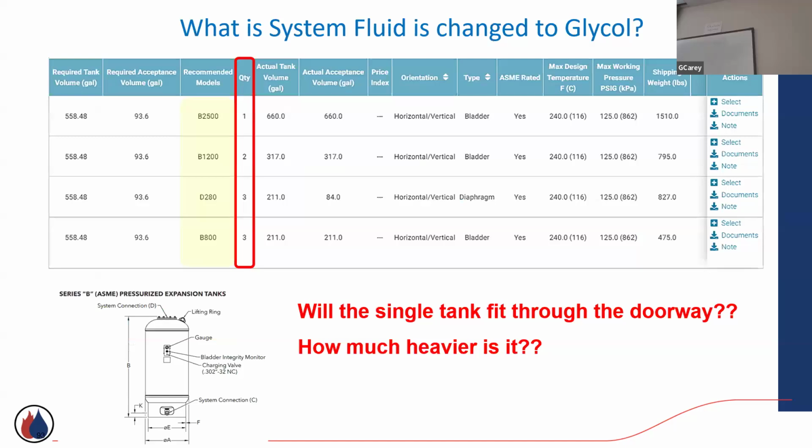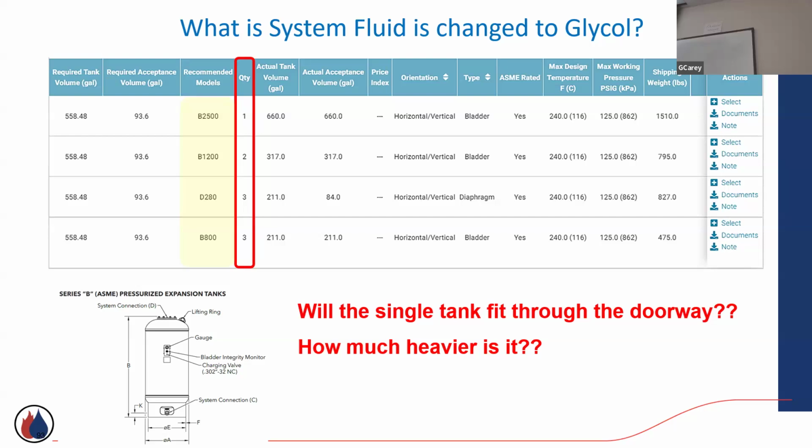So now I need a B2500. It went from the 1400 liter to the 20. I mean, good sized tank. Or go to the D280, the diaphragm style, which before I needed 2, now I need 3. So it's just things to be aware of, but the software will do it for us.